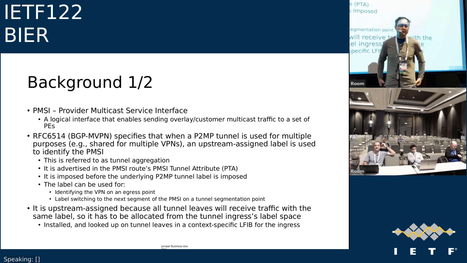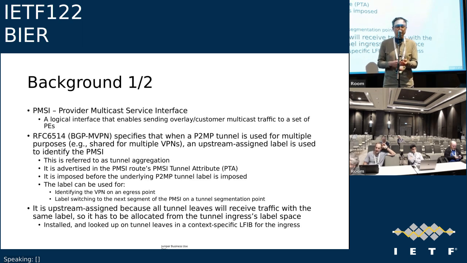So first up with the name terminology, PMSI, Provider Multicast Service Interface. It's a logical interface that enables sending the customer multicast traffic to a set of PEs. In BGP MVPN, RFC 6514 says that if you are using a P2MP tunnel for multiple purposes, for example the same P2MP tunnel for multiple VPNs, you need to use an upstream assigned label to identify which particular PMSI the packet is for.